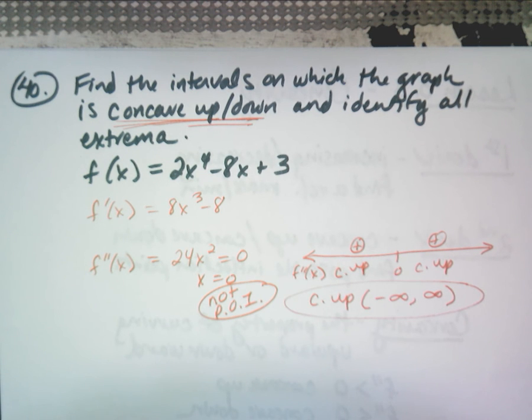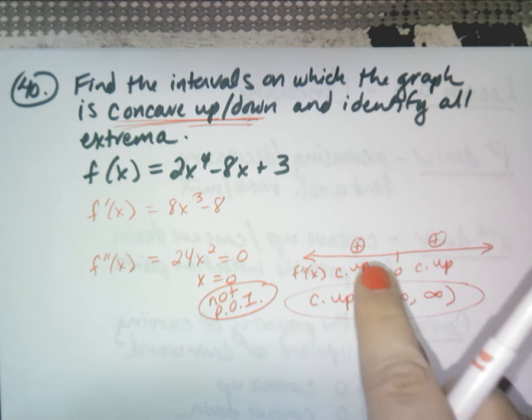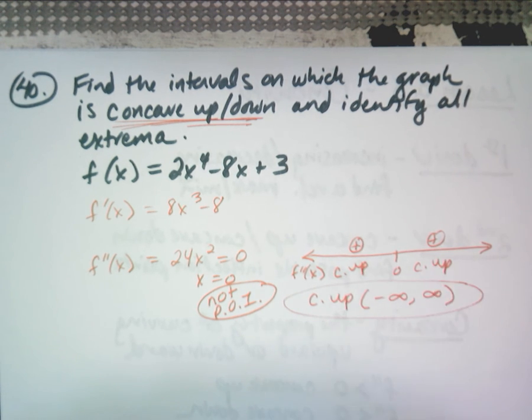POI stands for point of inflection. Can it be? No. In order to be a point of inflection, you have to change concavity, up to down or down to up. It never will happen here.